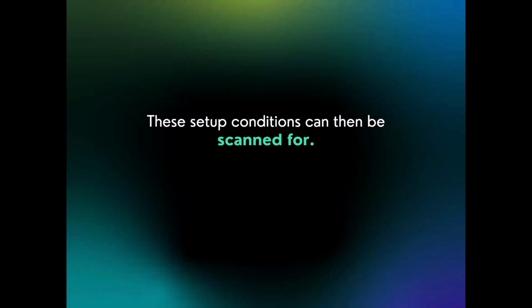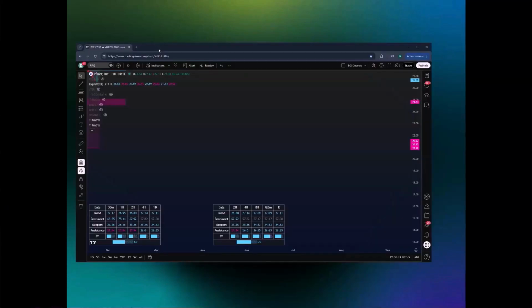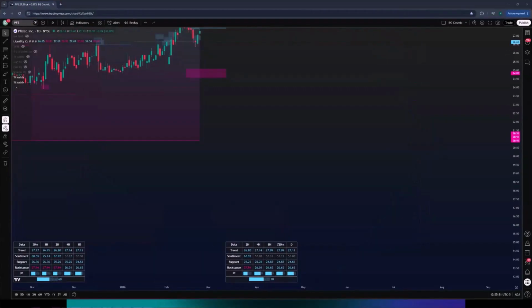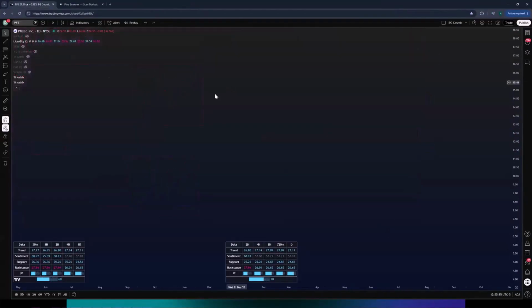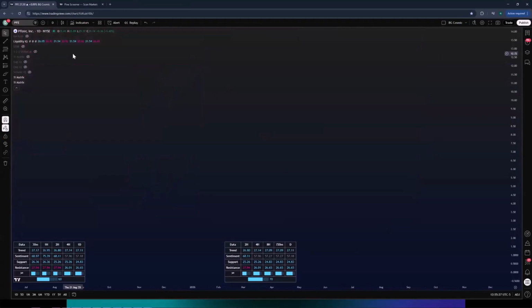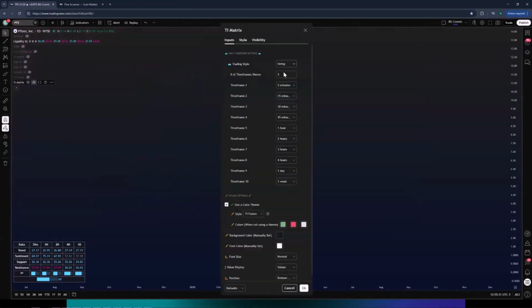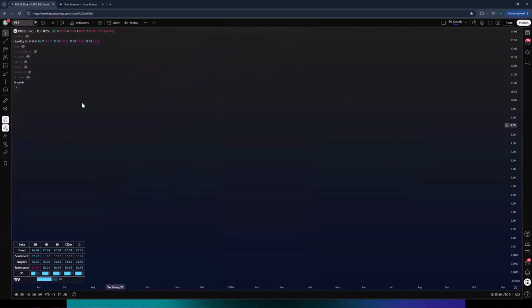Now I'm going to open up a chart here. Let me move over to TradingView. Can you see my TradingView, Daniel? Yeah. Okay. So I'm just going to open up a random chart and show really quickly what this might look like. Let me turn off TI Matrix here, and let's apply it to auto. Okay, and now I'll pick a random stock.